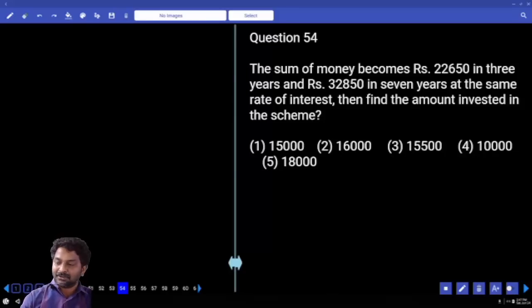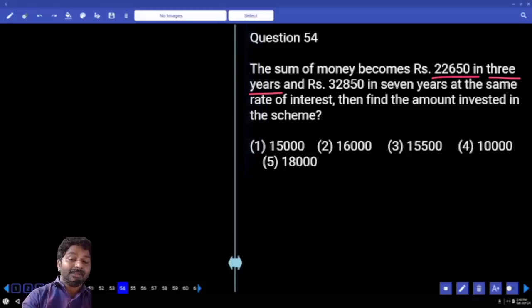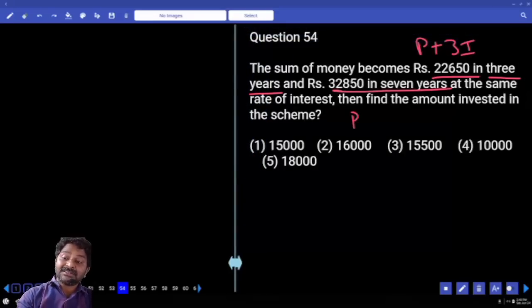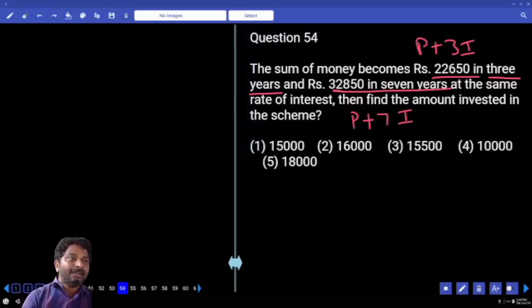Right. So not only in questions, even in regular life, if you take money from somebody else or if you lend money to somebody else, if it is compound interest, you have to mention that. If not mentioned, by default it is simple interest. Got it? Right. So now 22,650, is it interest or amount? It is for how many years? That means it has principal plus 3 years interest, and the other value is amount for how many years? That also has principal plus 7 years interest, correct? Principal in both cases is the same. Then whatever is the difference between those two numbers, that is 4 years interest.